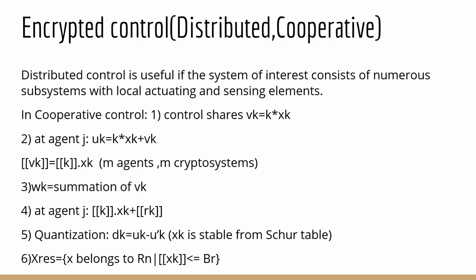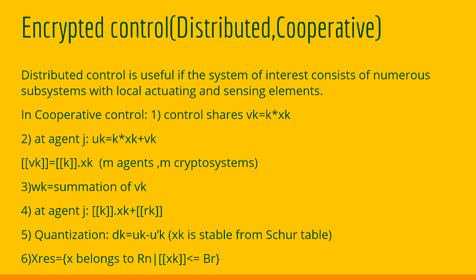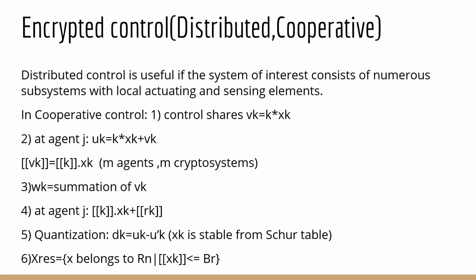There are also different types of encrypted control depending on the number of subsystems. We have encrypted distributed control, which is for many subsystems. Then we have encrypted cooperative control, which states that when M agents are there, there are M cryptosystems. There are three steps in encrypted cooperative control. Step 1 is the control shares. Instead of u of k, what we do now is v of k equals K times x.